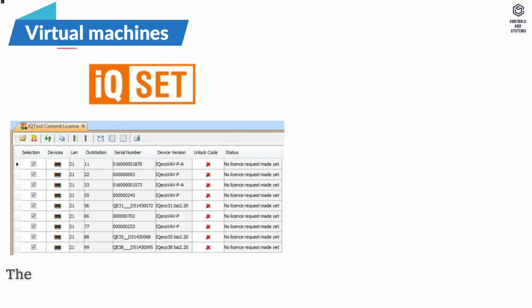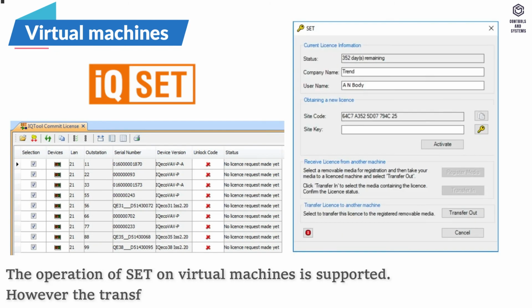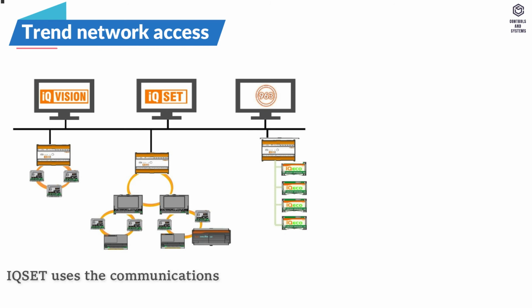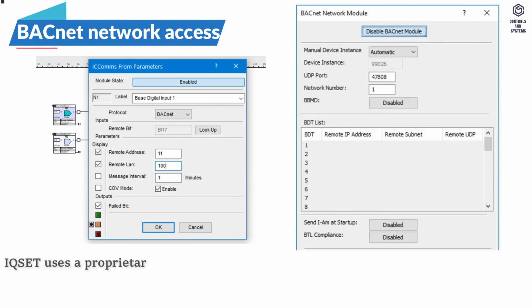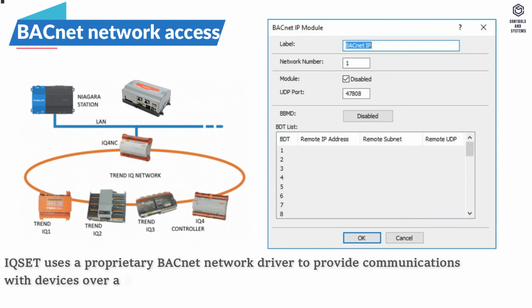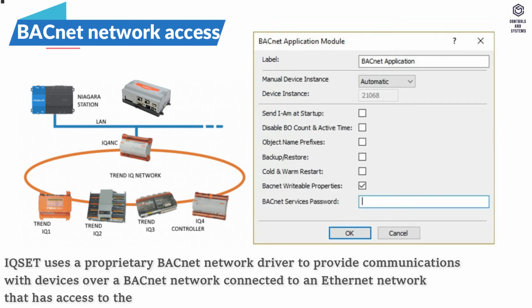Virtual machines. The operation of IQSET on virtual machines is supported. However, the transfer of the license is not supported. Trend network access. IQSET uses the communications component, TCC, to provide communications with the Trend network. BACnet network access. IQSET uses a proprietary BACnet network driver to provide communications with devices over a BACnet network connected to an Ethernet network that has access to the BACnet network.